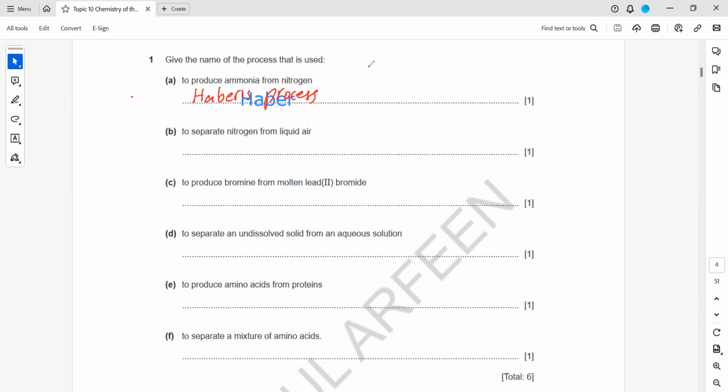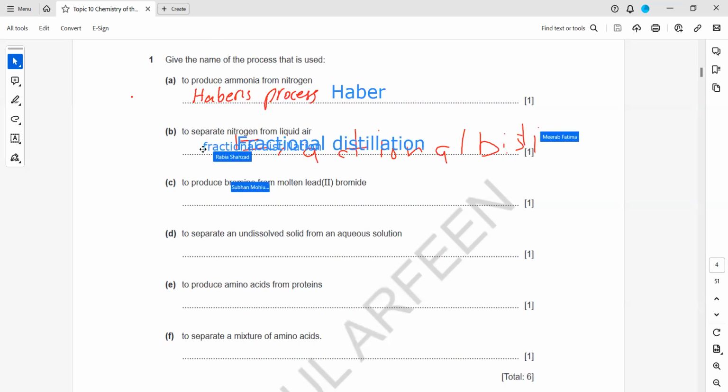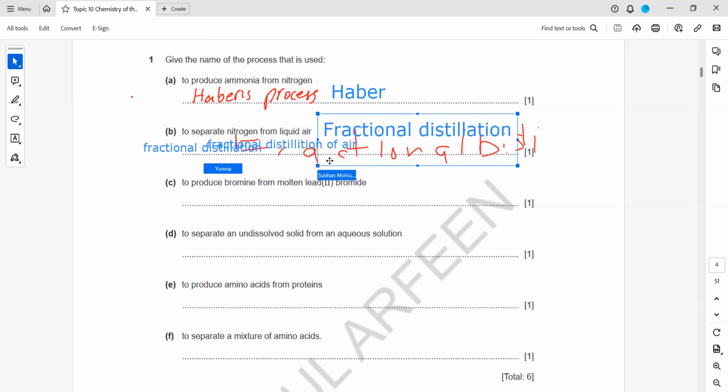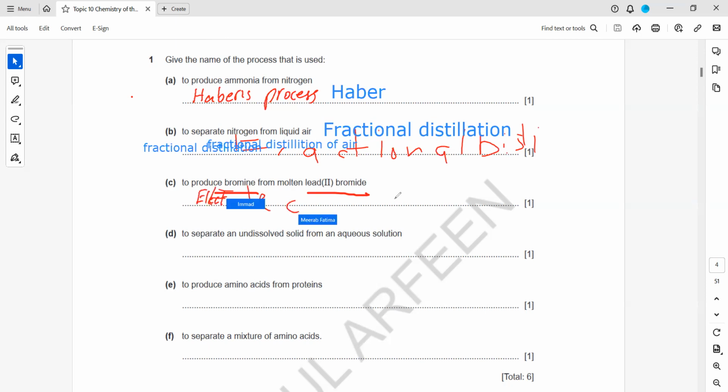Which method can we use to separate nitrogen from liquid air? That is fractional distillation. That's right. You can use any part of the screen, anywhere is fine. To produce bromine from molten lead bromide, which method do we use? Electrolysis, right? So we can use electrolysis.